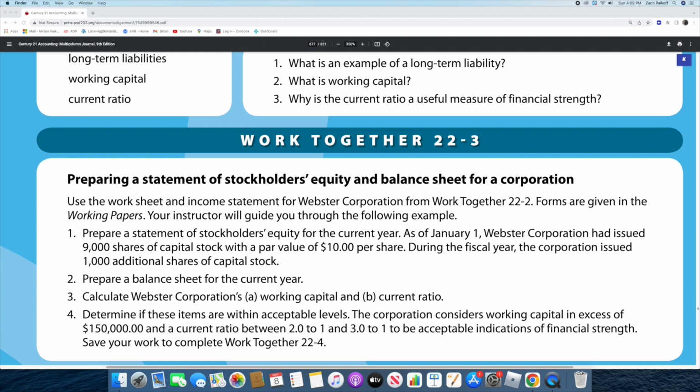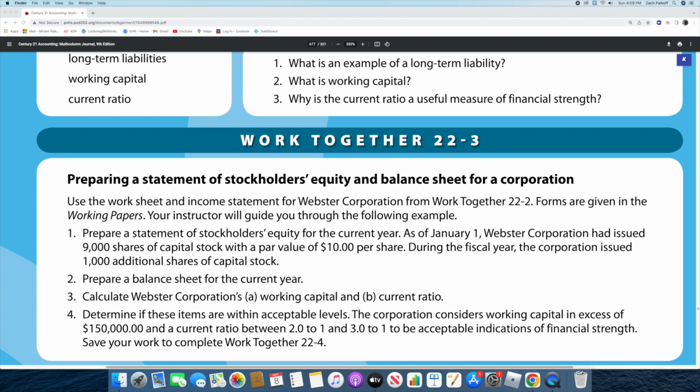Number 2, prepare a balance sheet for the current year. Number 3, calculate Webster Corporation's A, working capital, and B, current ratio. And for number 4, determine if these items are within acceptable levels. The corporation considers working capital in excess of $150,000 and a current ratio between 2.0 to 1 and 3.0 to 1 to be acceptable indications of financial strength. And save your work to complete Work Together 22-4.